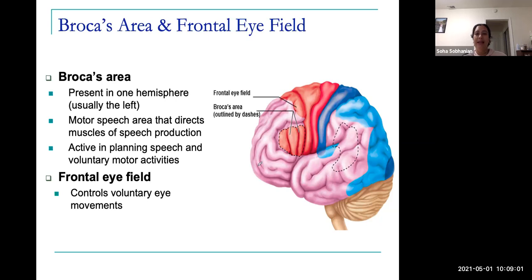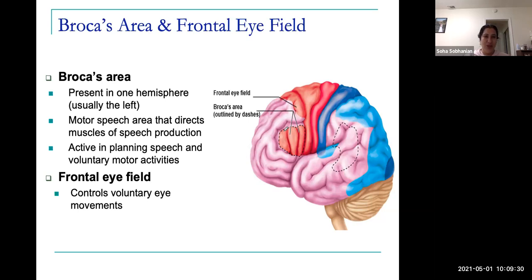So the next thing that we have is this area right here called Broca's area. Broca's area is basically the area that gives us the ability to speak. It helps control our vocal cords and helps our tongue make sound and speech. So it's again an active process. You decide when to talk, your tongue doesn't do it on its own, right?